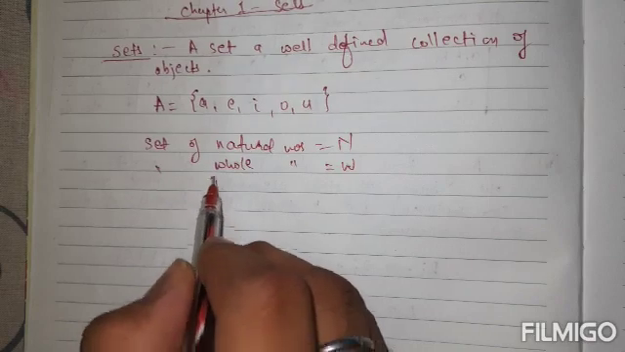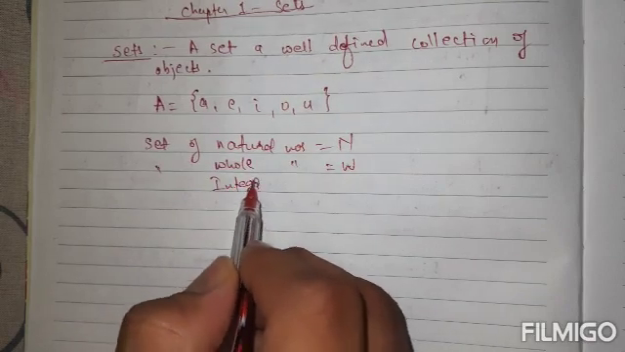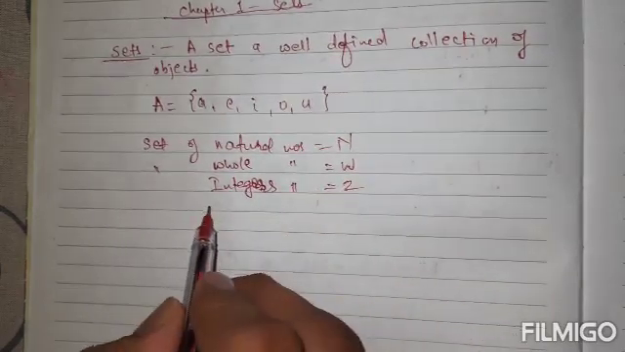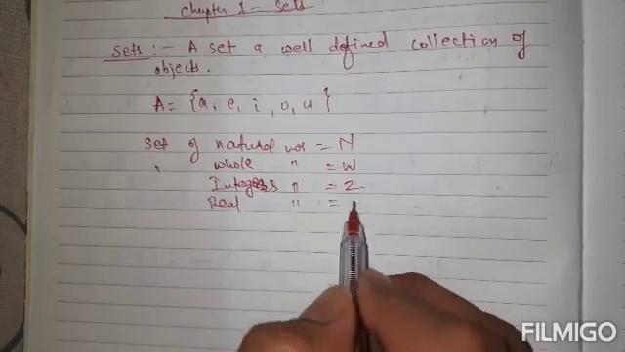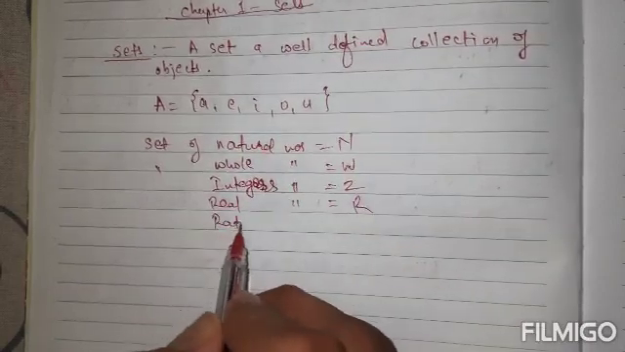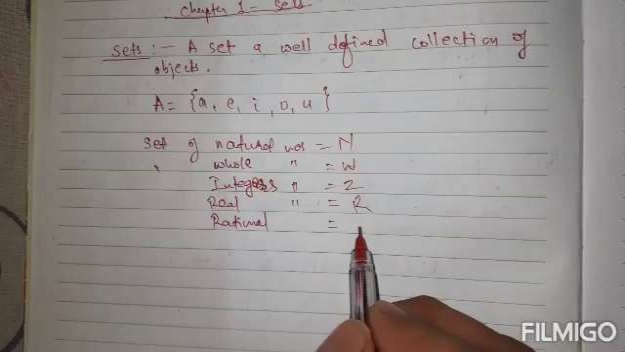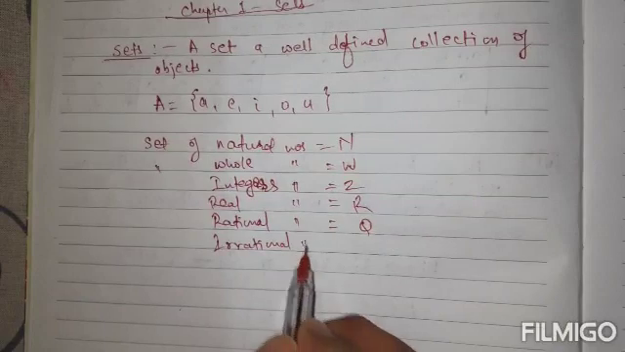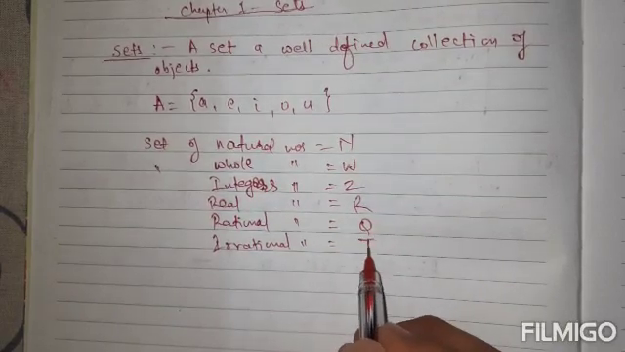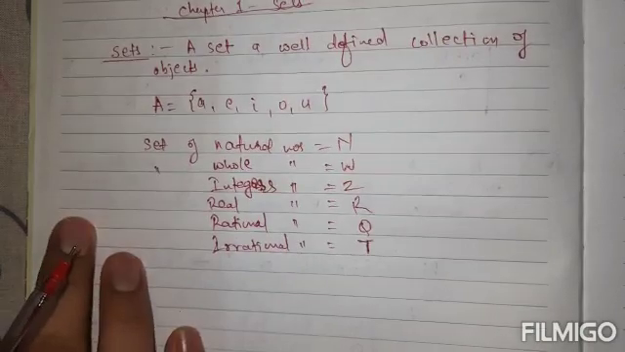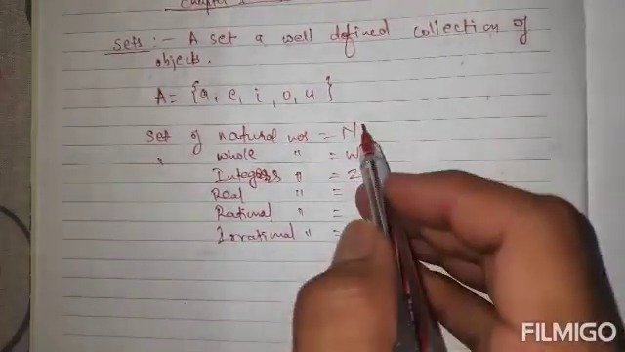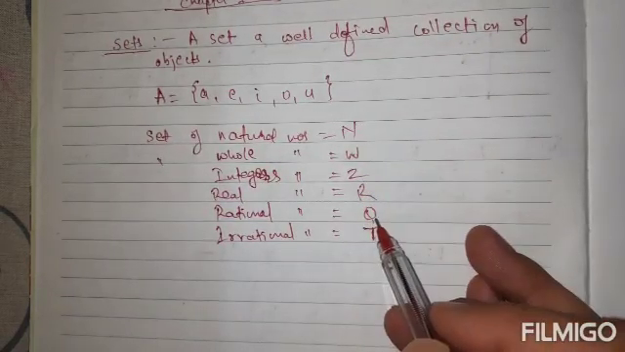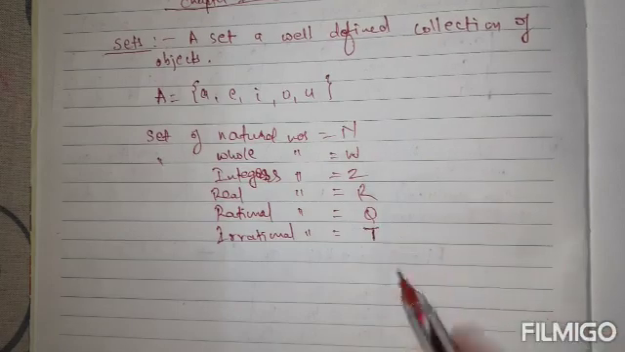Similarly, the set of integers is denoted by Z. The set of all real numbers is denoted by R, and for rational numbers it is Q. For irrational numbers it is T. So these are some predefined sets that we have been using since lower classes. N contains all the natural numbers, W contains all the whole numbers, and similarly the integers, real numbers, rational numbers, irrational numbers, and so on.